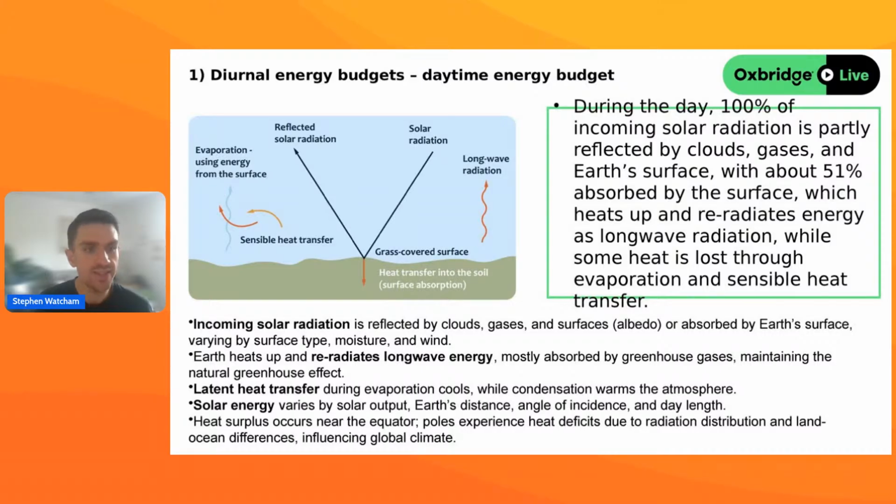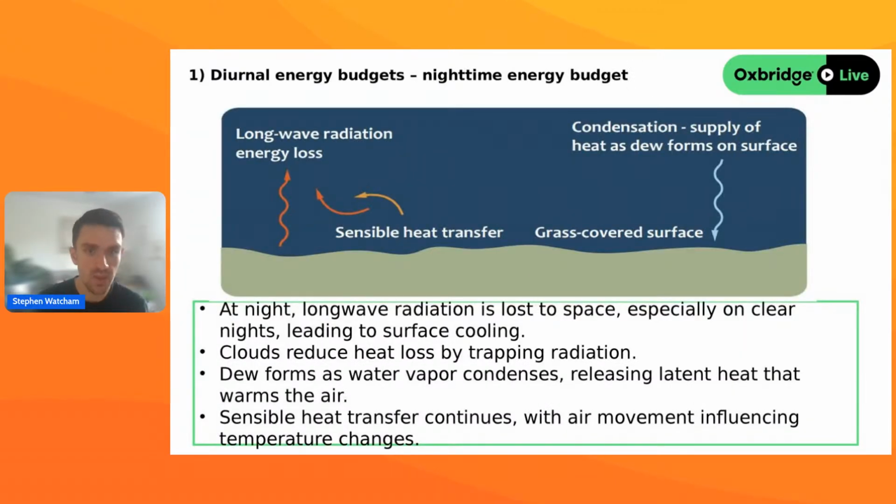We've talked about our solar energy. That can have an impact, along with our day length, the distance from the Earth, and the incidence angle of the incoming radiation. And remember, because we get so much energy at the equator, we have a really high surplus of heat and energy at the equator, which then spreads out along the Earth from the equator towards our poles. So that's in daytime. That is everything that could be happening during our daytime energy budget.